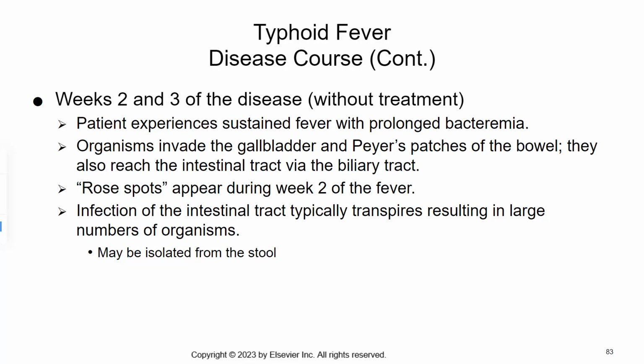Weeks 2 and 3 of the disease without treatment, the patient experiences sustained fever with prolonged bacteremia. Organisms invade the gallbladder and Peyer's patches of the bowel, and they reach the intestinal tract by the biliary tract. Rose spots appear during week 2 of the fever. Infection of the intestinal tract typically transpires, resulting in large numbers of organisms.